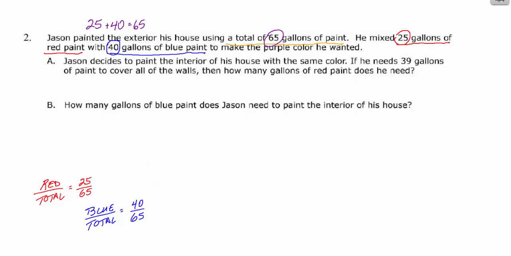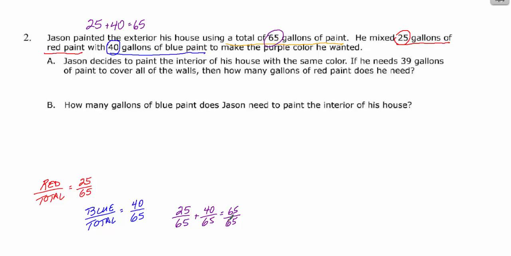And we can check it one more time. We know that that's all the paint that he needed, because if you add those together, if you add 25 to 65 and 40 to 65, you get 65 to 65. You get one whole amount of paint. So now we're ready to move to part A.